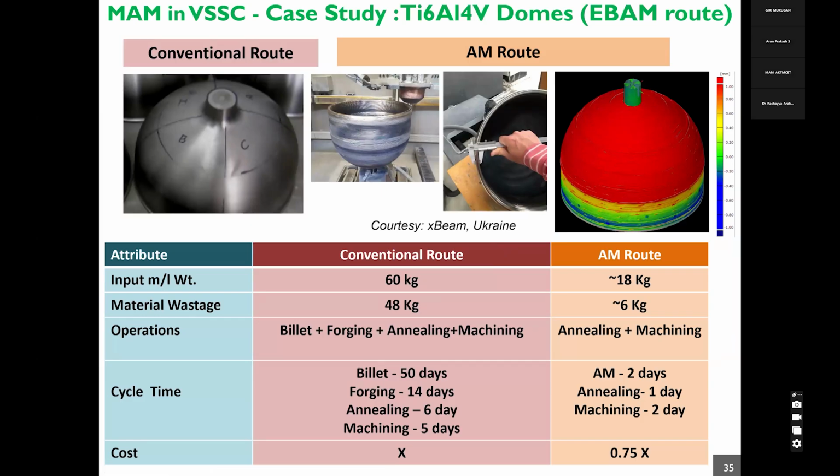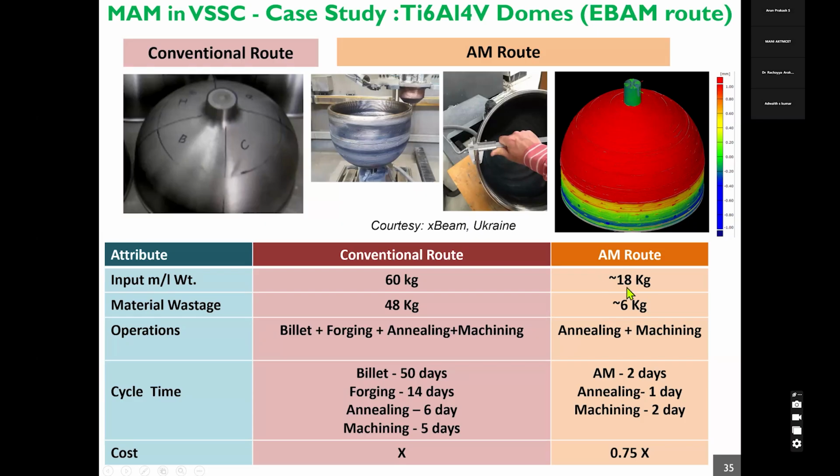We also carried out additive manufacturing of very large size parts. So this is one example of a titanium alloy forged dome, for which we have adopted additive manufacturing. So you can see here the input material for making this dome used to be around 60 kilograms, and the final part weighs only 12 kilograms. So you can see this is the kind of material wastage that is there, and the cycle time used to be quite large for making such forgings. So we have adopted wire-fed electron beam additive manufacturing to make this part.